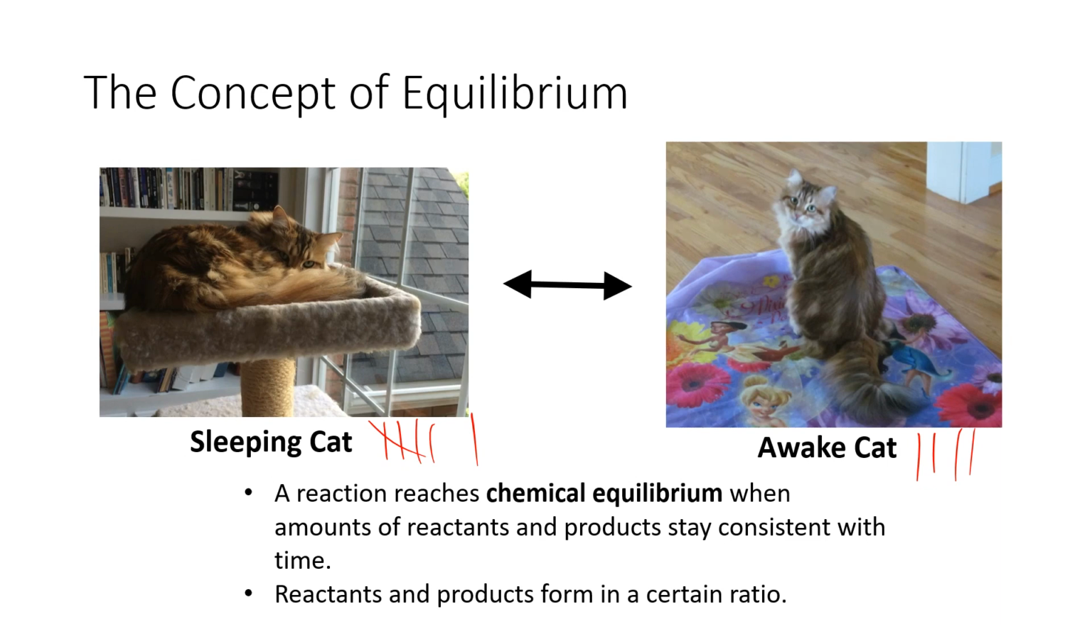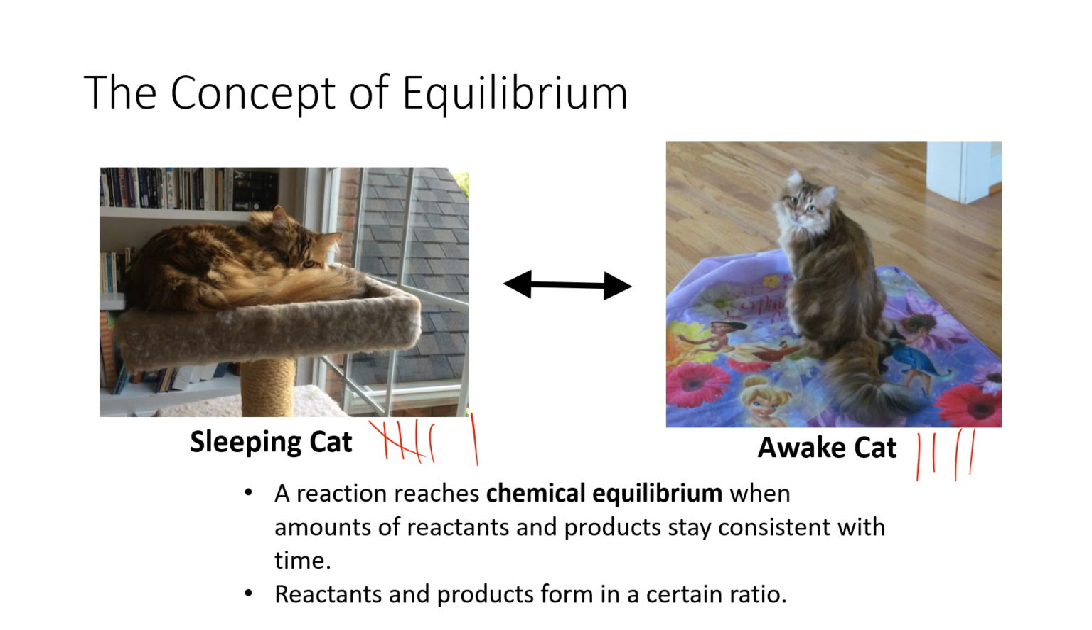So the reaction reaches chemical equilibrium when the amounts of reactants and products stay consistent with time. And that doesn't necessarily mean they're equal. Equilibrium does not mean that it's 50-50. It's not necessarily 50-50. It's just the ratio gets established and it stays that way.